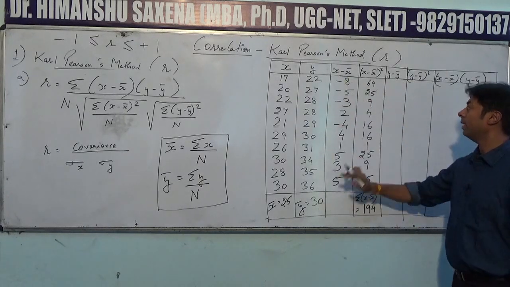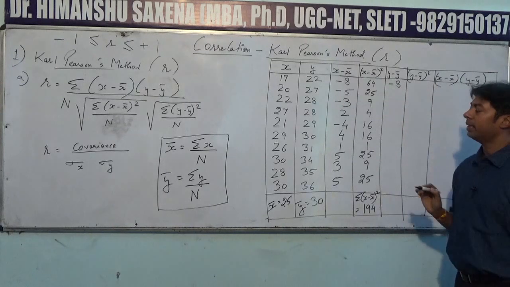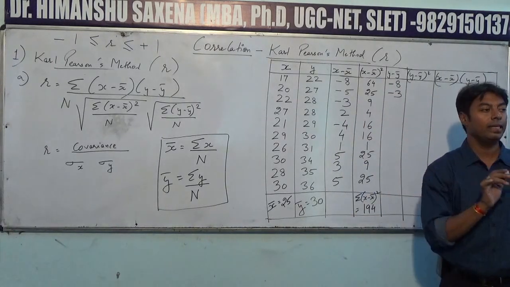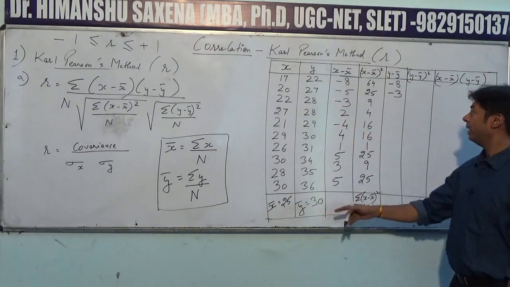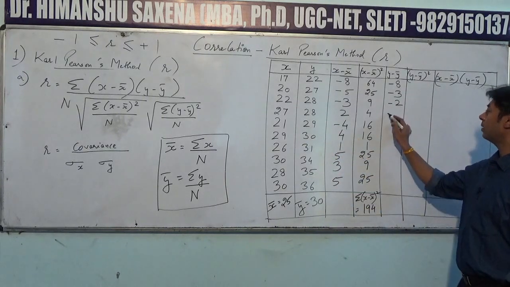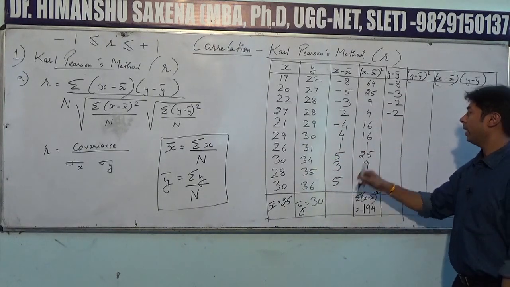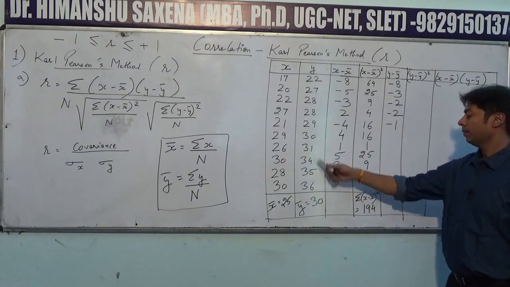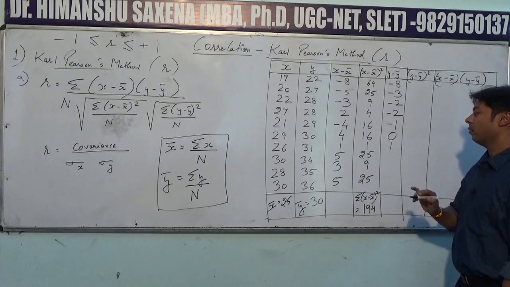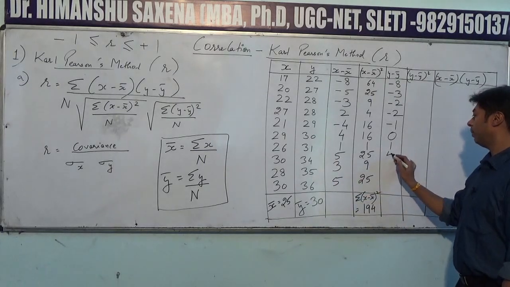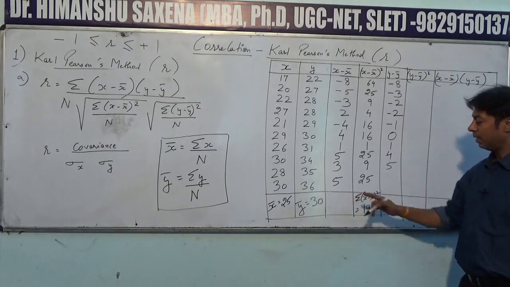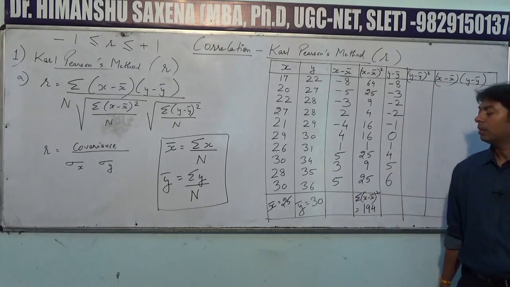Now we'll go for y minus y bar. So 22 minus 30 will be minus 8. 27 minus 30 will be minus 3. Next, 28 minus 30 will be minus 2. Again 28 minus 30 will be minus 2. 29 minus 30 will be minus 1. 30 minus 30 will be 0. 31 minus 30 will be 1. 34 minus 30 will be 4. 35 minus 30 will be 5. And 36 minus 30 will give you 6.